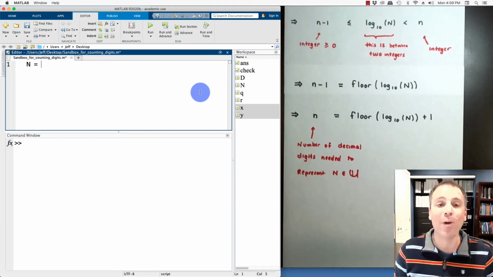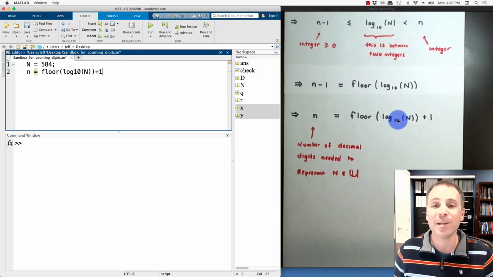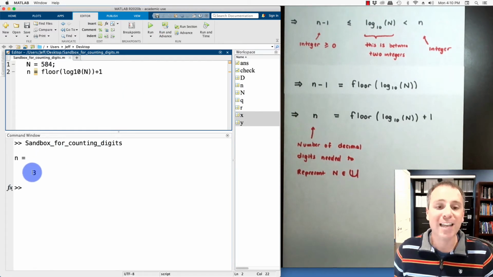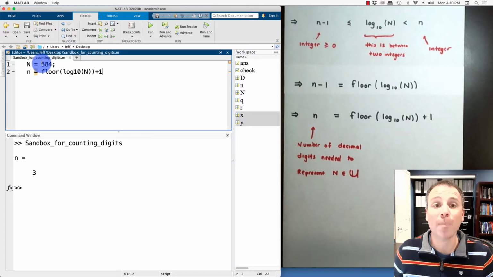Let's go ahead and code this up in MATLAB and see what we're talking about. So we'll say capital N is an unsigned integer. Let's start with an easy one, 584 perhaps. And then we'll say that lowercase n is going to be equal to the floor of the log10 function of capital N. And then of course we have to add 1 to it because that's what our statement says in this formula. If we were to run this code, notice that lowercase n is going to be 3. In other words, the number of decimal digits used to represent the number 584 is 3. That's exactly what we see, 584.